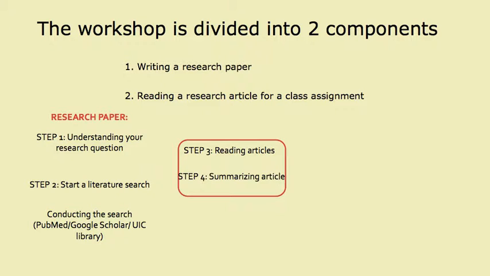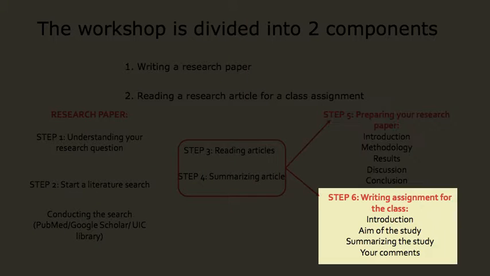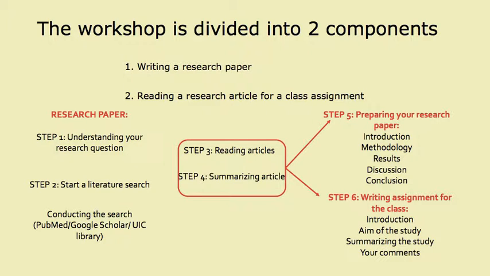In step 3, we strategically read the articles, and in step 4, we summarize the articles. Steps 3 and 4 are required for your research paper, but can also be very useful for any writing assignment in class. Once we complete steps 3 and 4, we choose either step 5 or step 6, depending on whether our writing task is to complete a research project or an assignment by a professor.